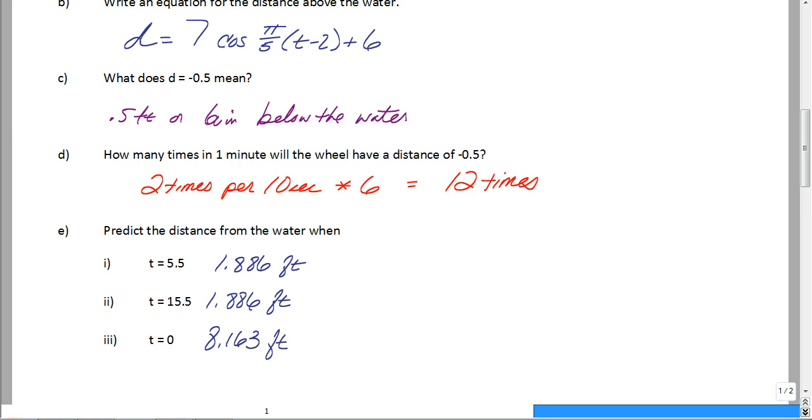So that's it. That's how you use an application problem to write an equation, sketch a graph, and answer some questions about it. So for this video, we are done.